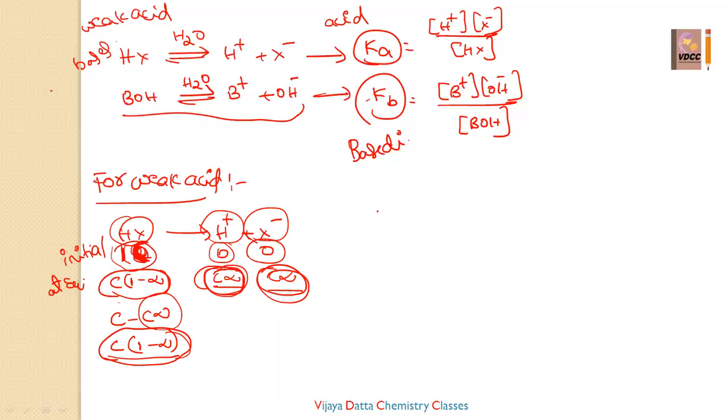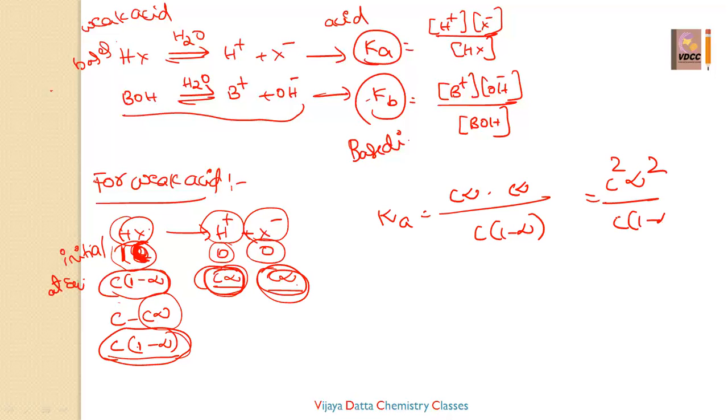Simply substitute that in Ka. Concentration of H plus at equilibrium is C alpha, concentration of X minus at equilibrium is C alpha, and concentration of HX at equilibrium is C into 1 minus alpha. Then it is C square alpha square by C into 1 minus alpha. C gets cancelled. Then Ka for weak acid dissociation is C alpha square by 1 minus alpha. But 1 minus alpha can be neglected for weak acids. Then Ka equals C alpha square.